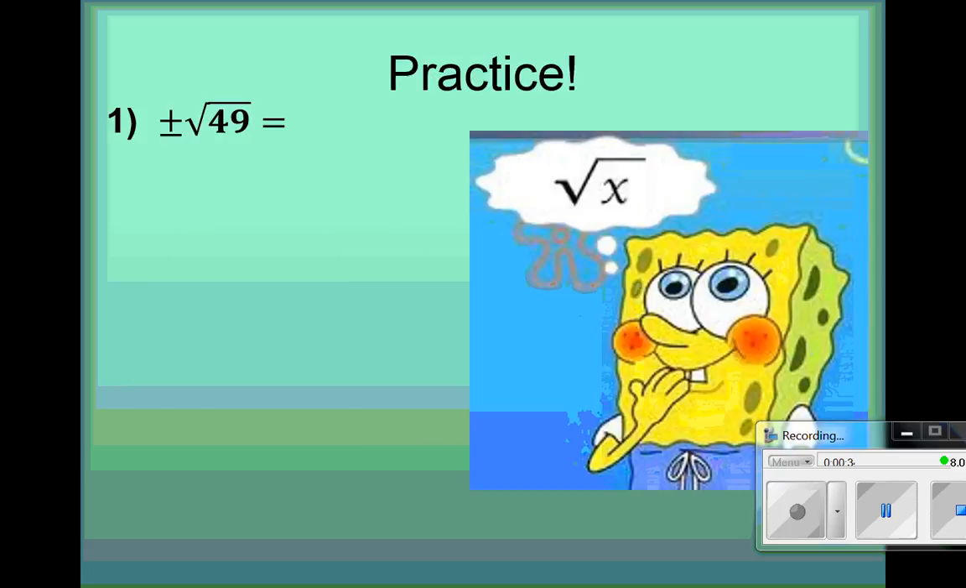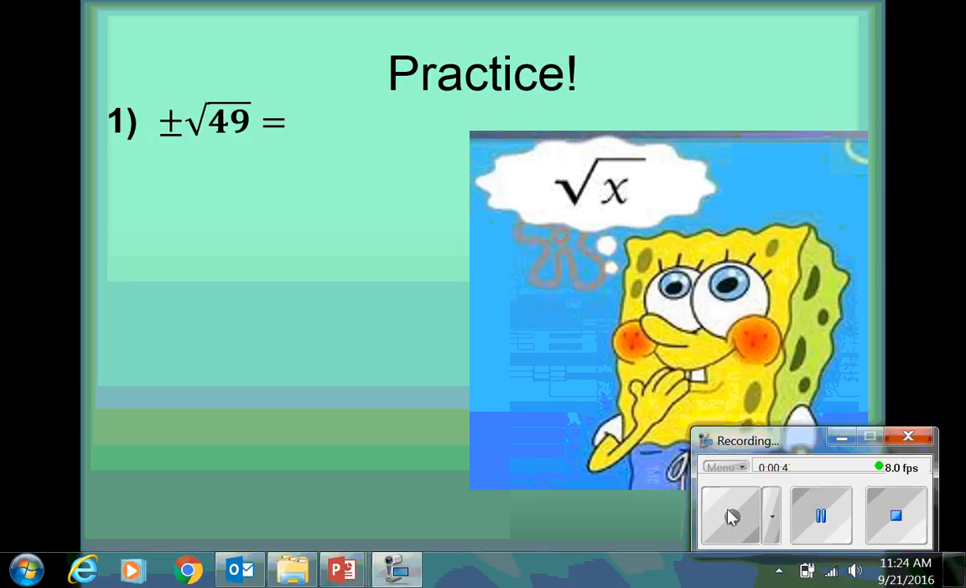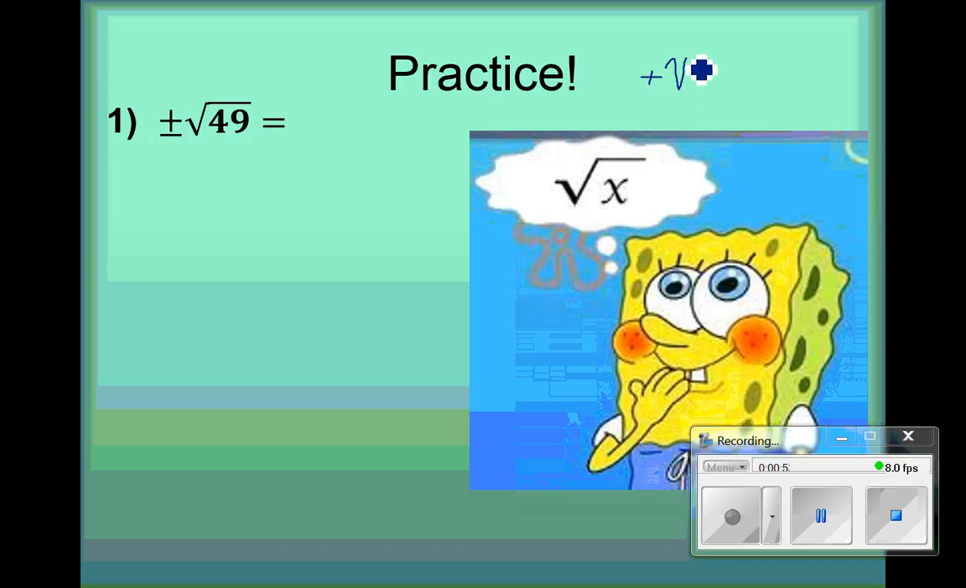Now let's do some practice problems. Look at question number 1. Plus or minus the square root of 49. That plus or minus is very important, and it's going to make your answer different. If you see plus or minus in a problem, it means positive square root of 49 and negative square root of 49. To make that simpler, they put the plus and minus together, to get plus and minus, or positive and negative, the square root of 49. So that means we want the positive answer and the negative answer.